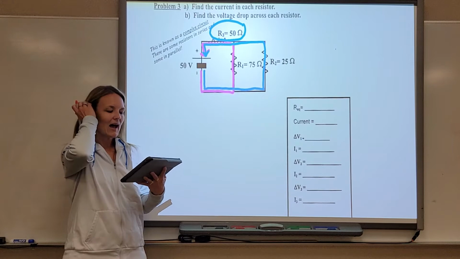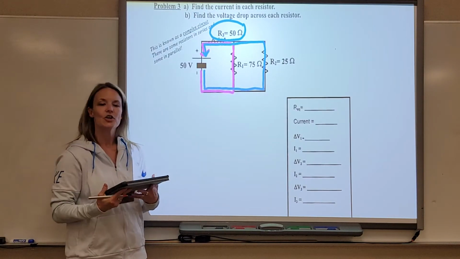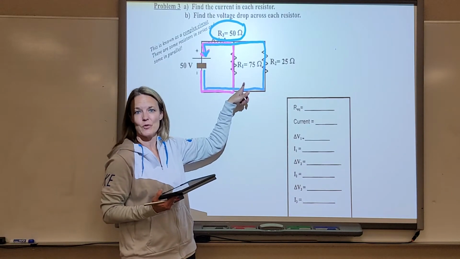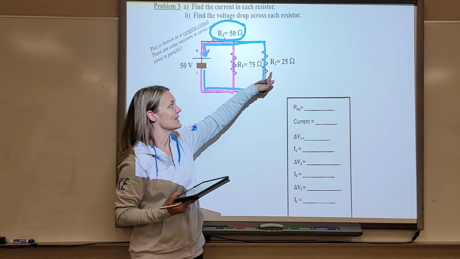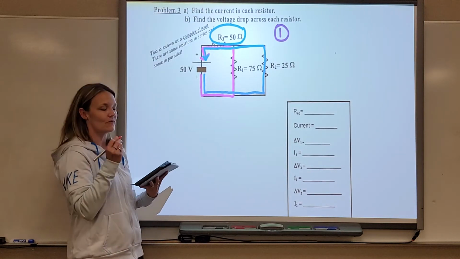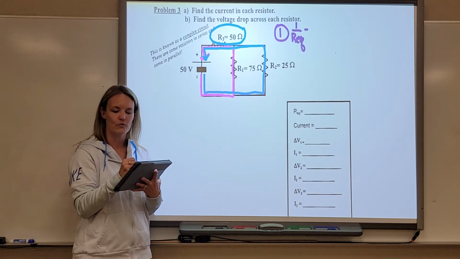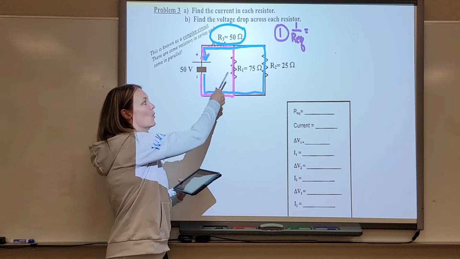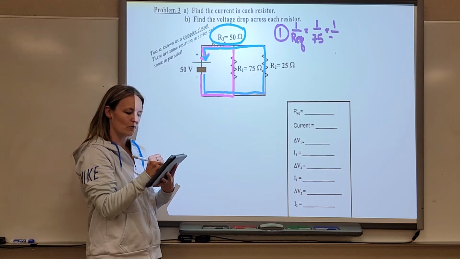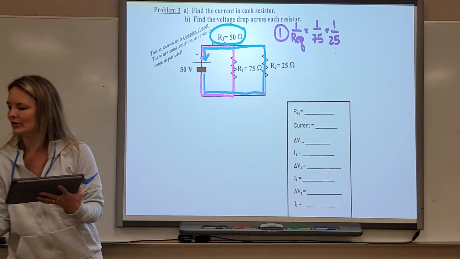All right, how do we solve for the total resistance? You have to do your parallel ones first because you still have to do 1 over. So this is parallel and this is parallel. Step 1 is always finding the total resistance. I have to do the 1 over for the 2 parallel resistors: 1 over 75 plus 1 over 25. I type that into my calculator.